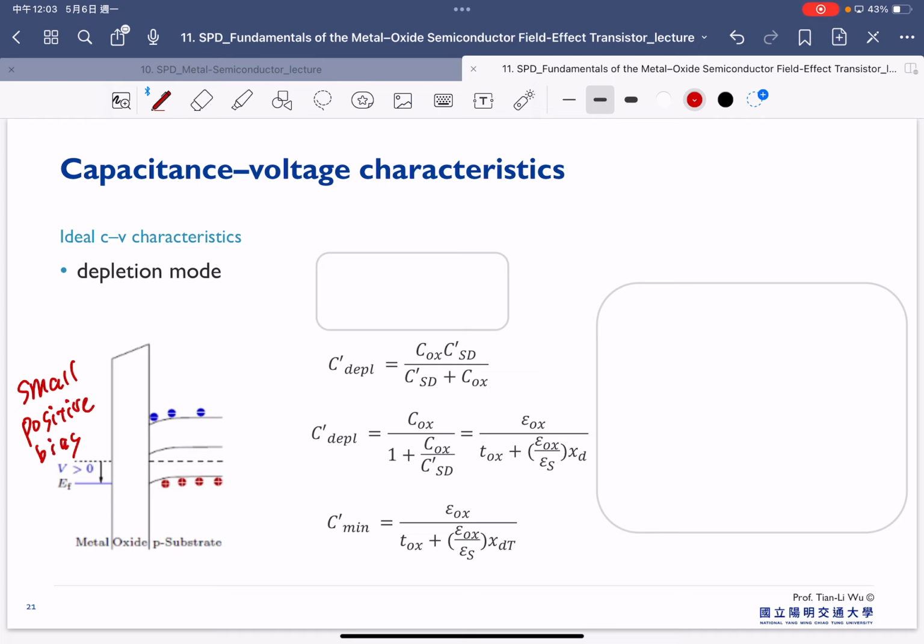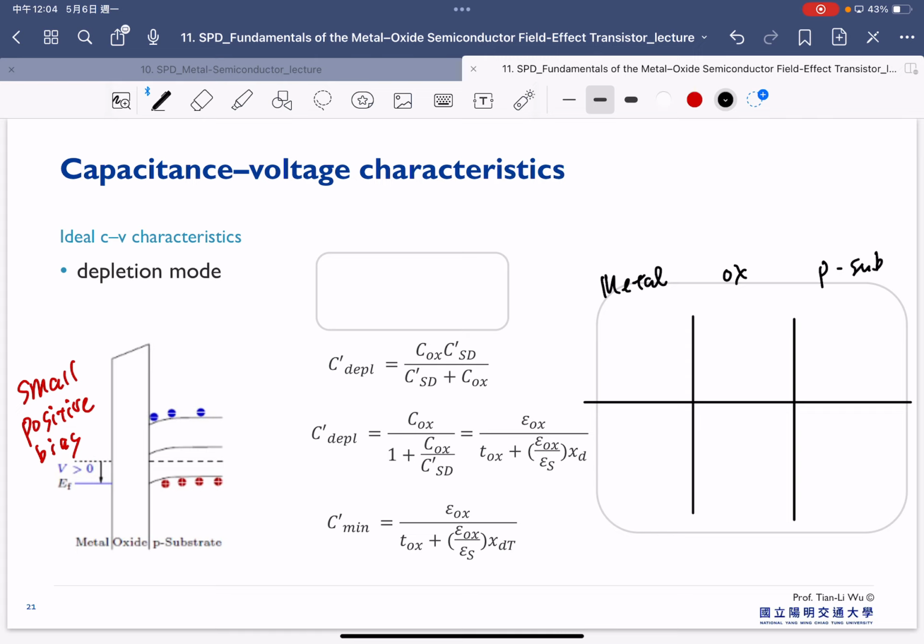So the concept is still very similar to the previous one, but now we apply a small positive bias. First of all, let's look at the charge distribution. So we have the metal, oxide and also the P-type substrate here. Right now we apply the small positive bias. First, we induce the positive charge here.